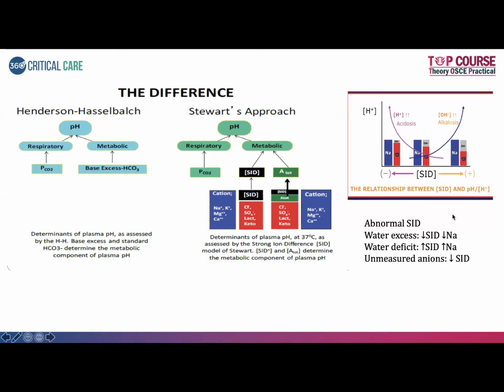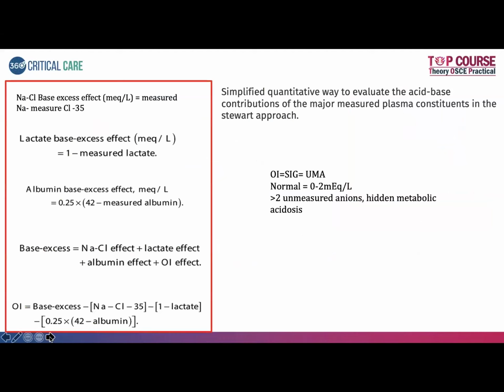When you give normal saline to the patient, you increase the sodium content and you increase the volume as such. That will actually affect the strong ion difference. The strong ion difference of the saline is going to be low, whereas the strong ion difference of the other balanced salt solutions is going to be almost similar to our plasma.